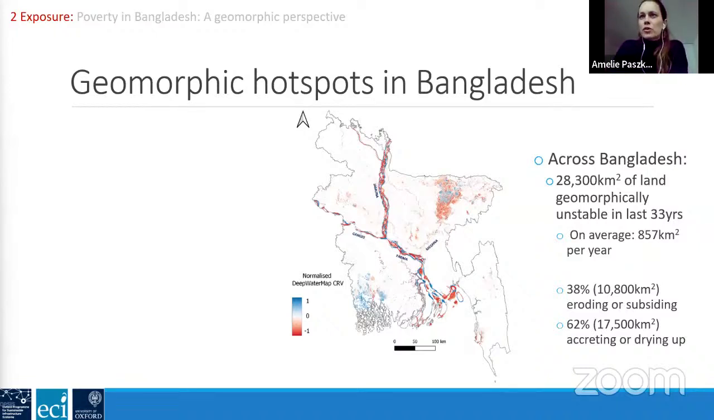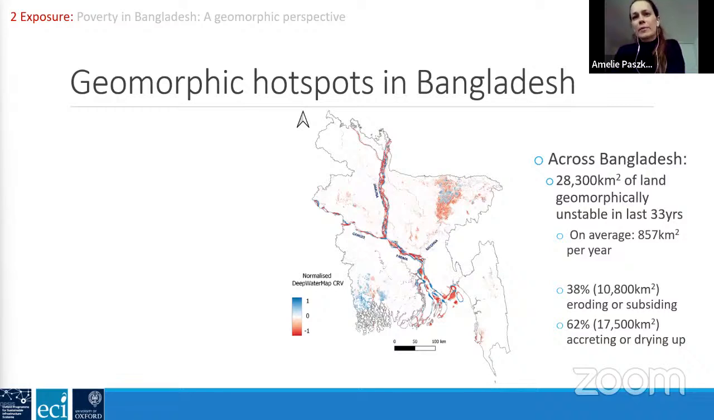And the results here show that 28,300 square kilometers of land in Bangladesh is geomorphically unstable. And that's equivalent to around 850 square kilometers each year. Of that, 38% is either eroding or subsiding, while 62% seems to be accreting or drying up.